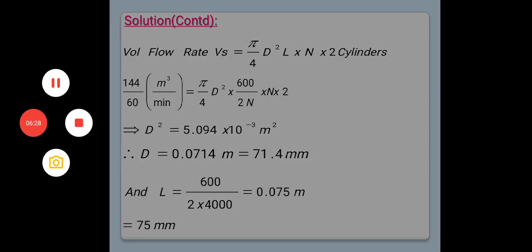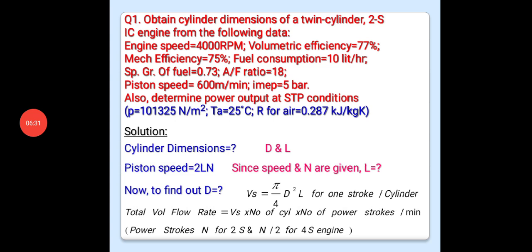Now the remaining part in this problem is to determine the power output. So you have to calculate the power output with the help of mean effective pressure. You have the formula power output is equal to mean effective pressure into L into A into N upon 60,000. So in this formula, once you substitute all the values, you can easily get the power output.